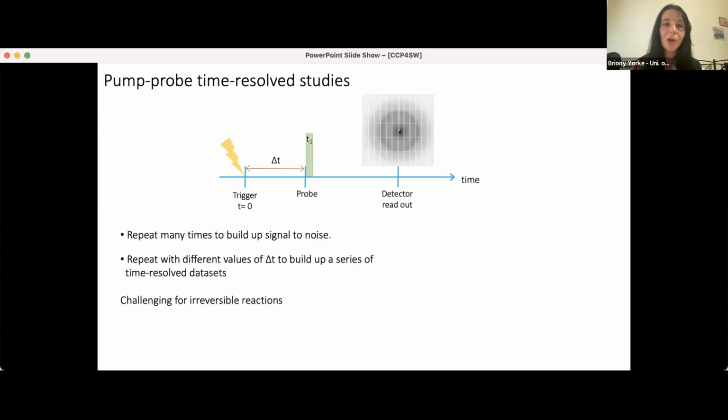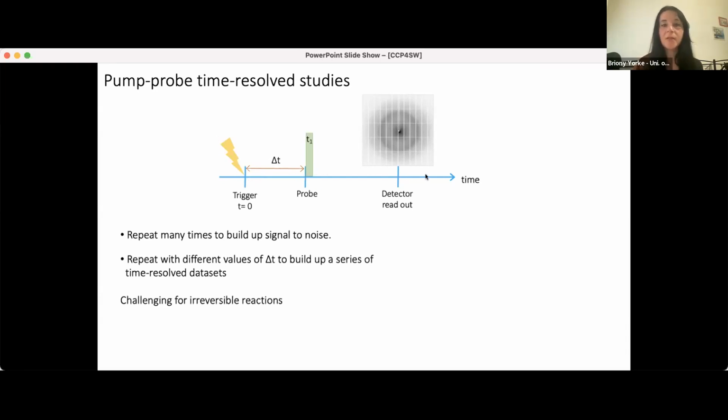So at a synchrotron, the length of the probe determines the time resolution. That's how many photons we need to get through our crystal to produce a measurable diffraction pattern. And in the X-FEL, that's not as much of a problem, but it's still a consideration. And so what we then have to do is repeat the experiment by changing the time delay between the pump and the probe.